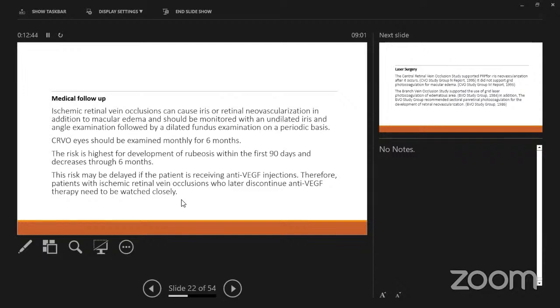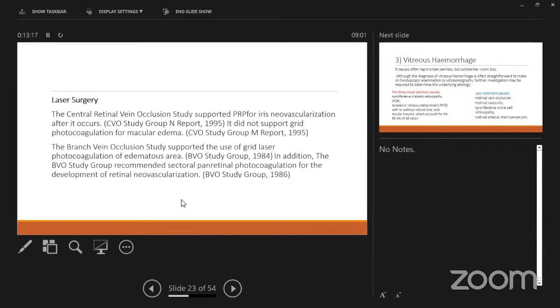Follow-up: ischemic retinal vein occlusions cause iris and retinal neovascularization in addition to macular edema, and therefore it is important to monitor with undilated iris and angle examination, followed by dilated fundus examination on a periodic basis. Ischemic eyes should be examined monthly for at least 6 months. The risk of development of rubeosis is highest within the first 90 days, and then it decreases through the next 6 months. Risk may be delayed if the patient has received anti-VEGF injections, and therefore if the risk decreases, we can later discontinue anti-VEGF therapy after watching the patient closely.